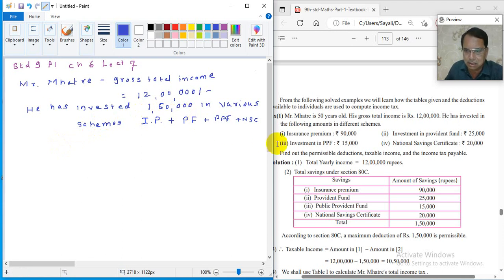And see what we can say, according to section 80C the maximum deduction is 1,50,000. So all this deduction is permissible. Okay, so from this, taxable income is equal to what, 12 lakh minus 1,50,000, so how much will that be, 10,50,000.